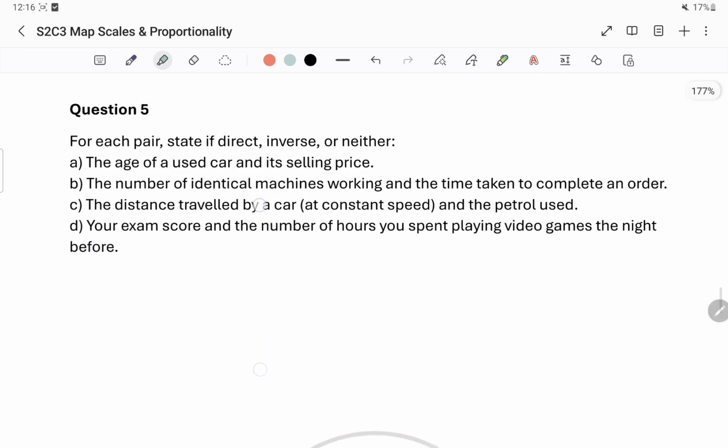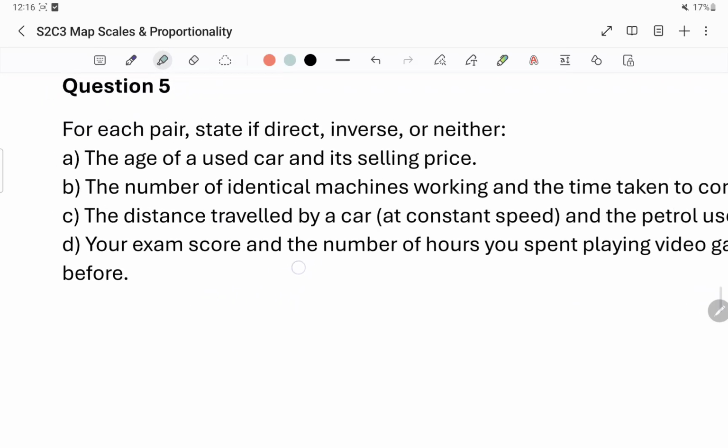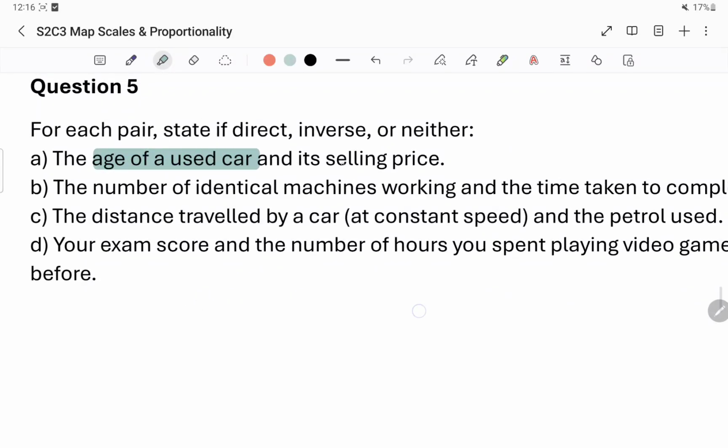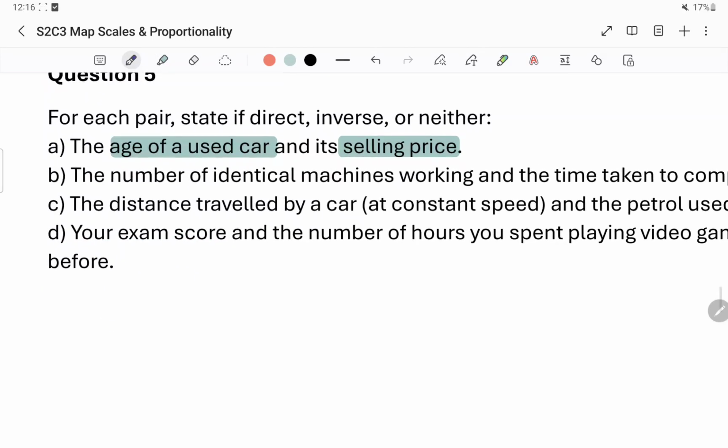So let's say, for example, look at the first one. The age of a used car and its selling price. Okay, so this one is very similar to how you actually see second-hand cars work.